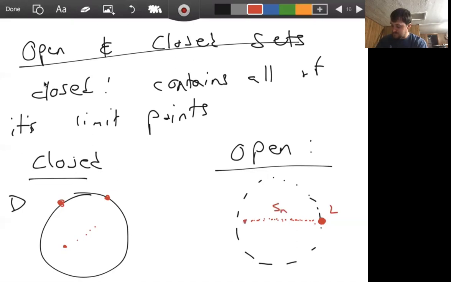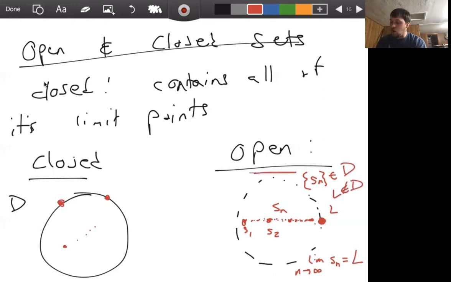And so you have S sub 1 is your first point, S sub 2 is your second point, S sub 3, et cetera, and if you looked at the limit as n goes to infinity of S sub n, and it's L, well, S sub n, the sequence, belongs to the set, but the limit point may not, right? And this is an open set, is when you can have limit points that aren't necessarily in your set.